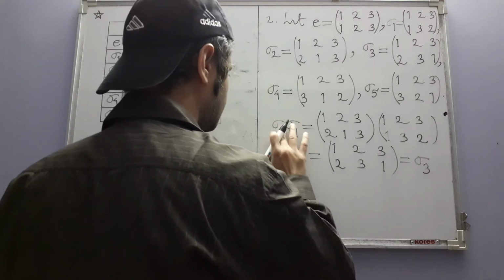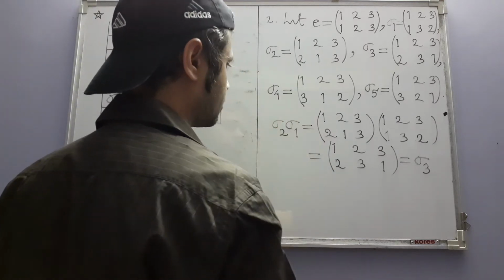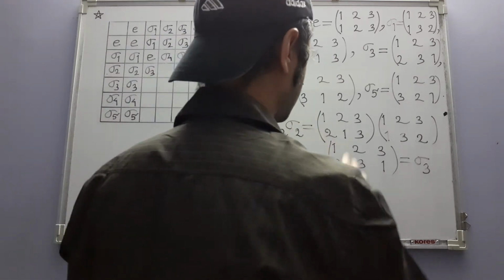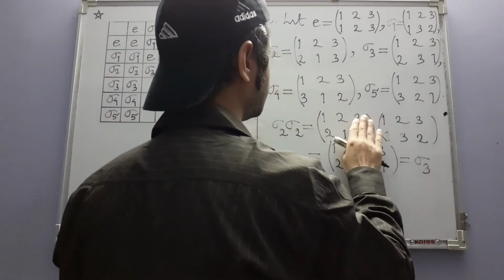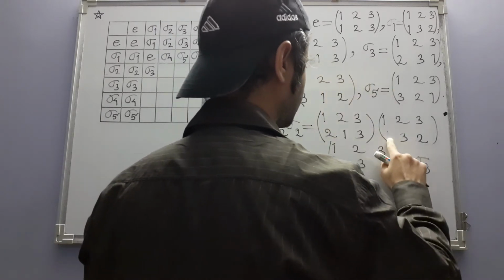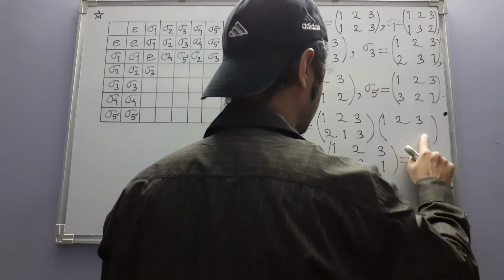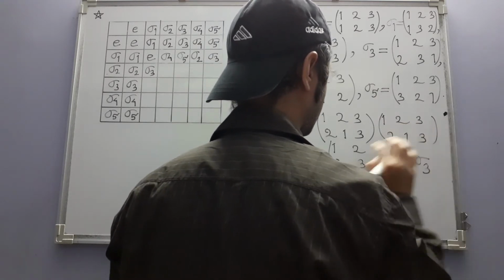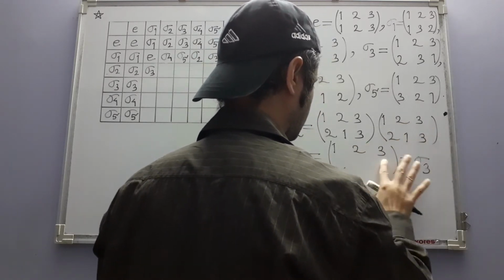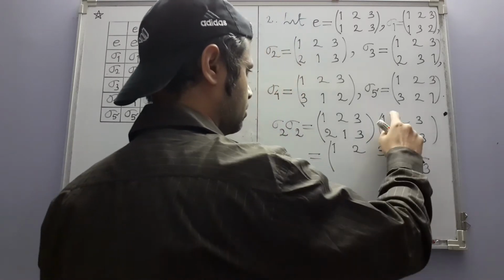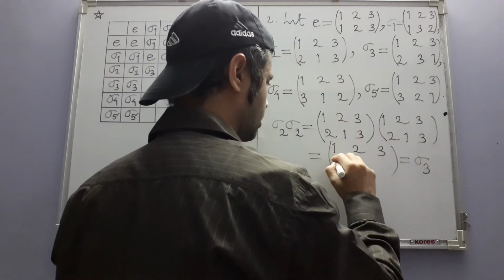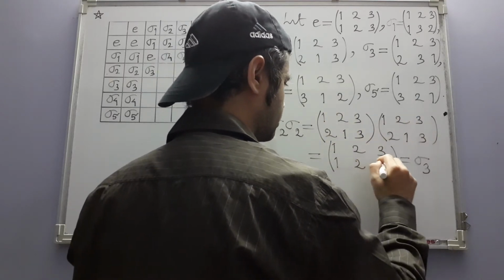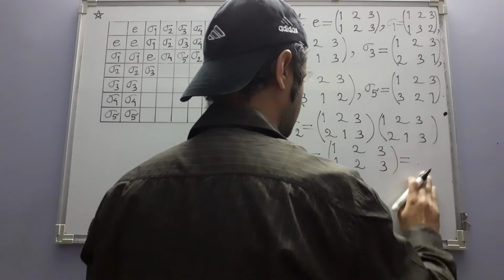Okay, next sigma 2, sigma 2, of course. So this one need not change. This one will be 2, 1, 3. Okay, 1 to 2, 2 to 1, 1 to 1, 2 to 1, 1 to 2, 2 to 2, so this one will be 3. So this is E.